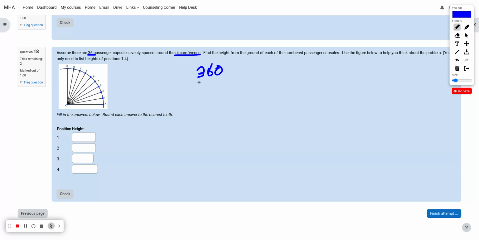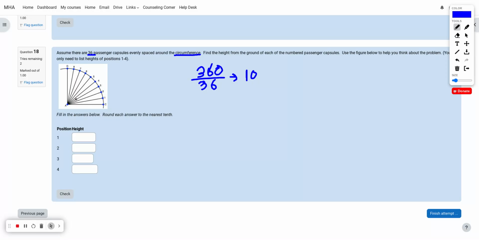So pay close attention to this part. So 360, now there's 36 passengers, so you do 36. Now 360 divided by 36 is actually just 10. So evenly spaced, each of these spokes are at 10 degrees. And you can actually double check yourself, because there's 1, 2, 3, 4, 5, 6, 7, 8, 9, 10. So there's 10 of these.